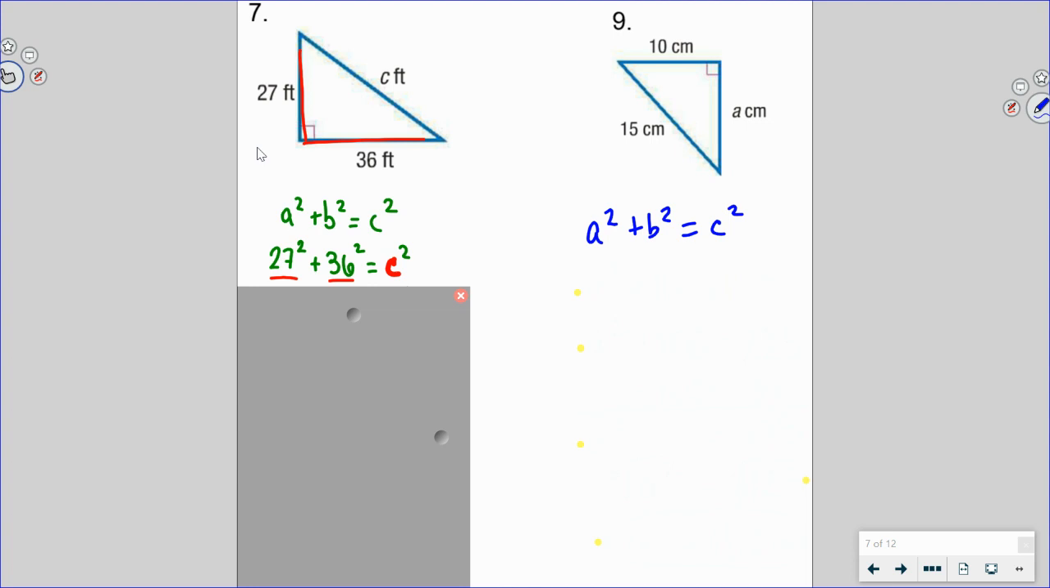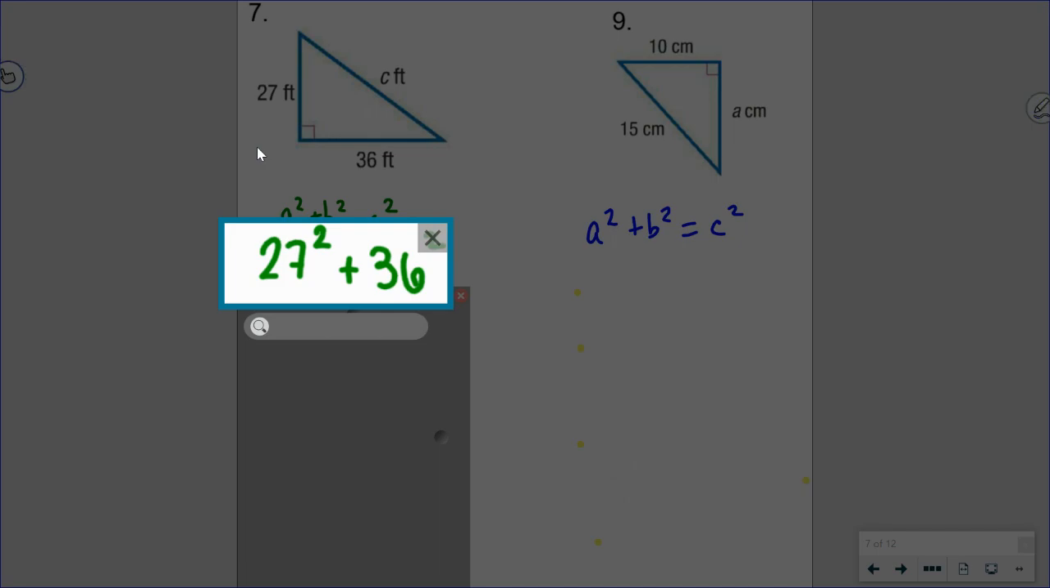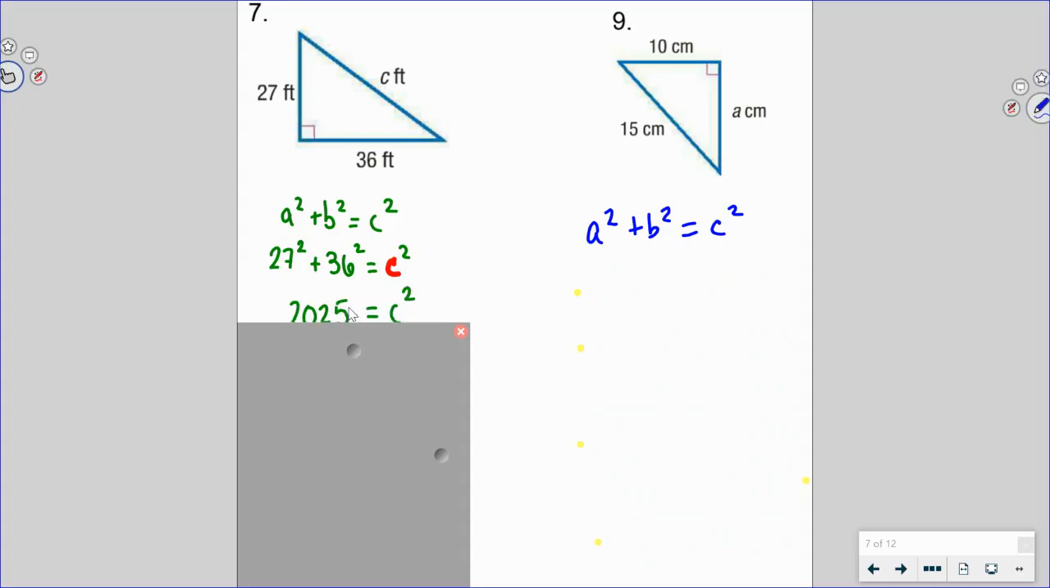Now I'm going to go to my calculator because I feel that this can be simplified. Why should I write 27 squared plus 36 squared when I could just actually square them and add them together? And it turns out when I square those and add them together, I'm going to get 2025. So that's my answer. Wait a second. 2025? That's nowhere near 27 and 36.